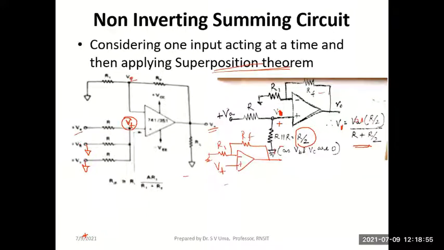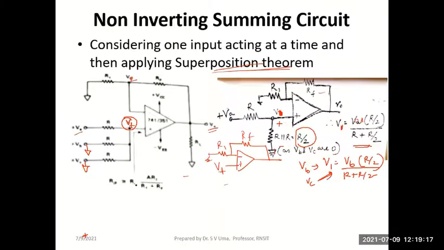Like this, we have to find the voltage at this point due to the other two input signals. When VB is working alone, I'll get V1 as VB into R by 2 by R plus R by 2, and when VC is working alone, again you'll get the same thing. With respect to VC also, we'll get the same voltage again.